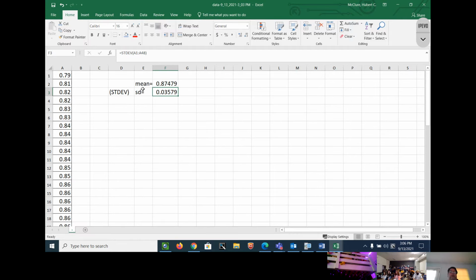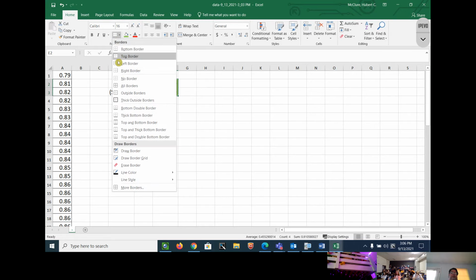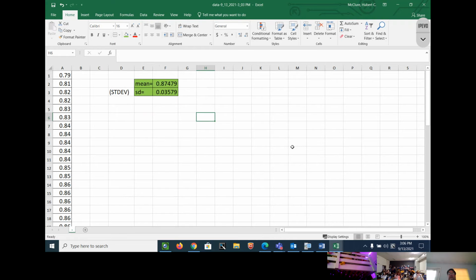Now, when you see the mean and the standard deviation in a problem, I'm going to highlight these green. When you see the mean and standard deviation in a problem, chances are they're asking you for the empirical rule. Write that down. If the question just gives you the mean and the standard deviation, chances are you're going to be asked to do the empirical rule.